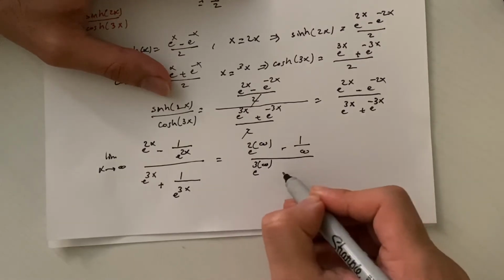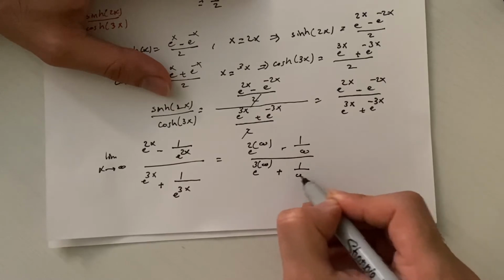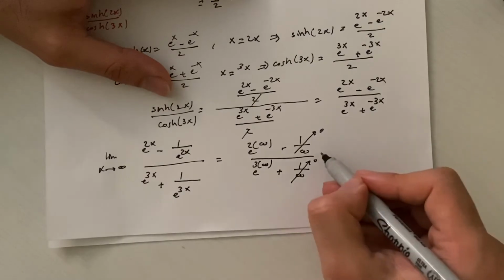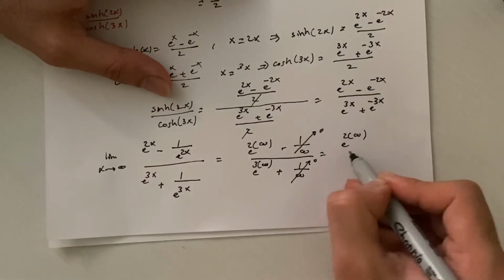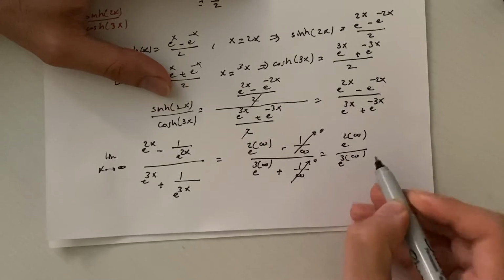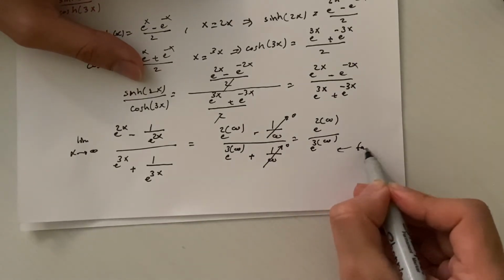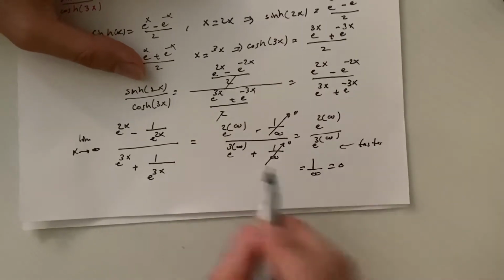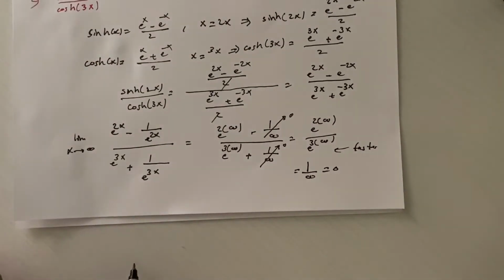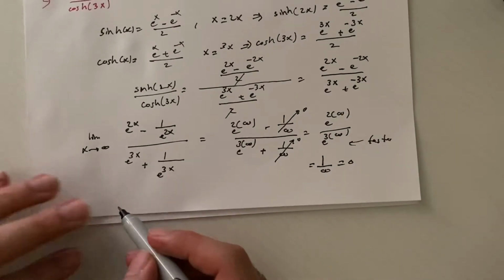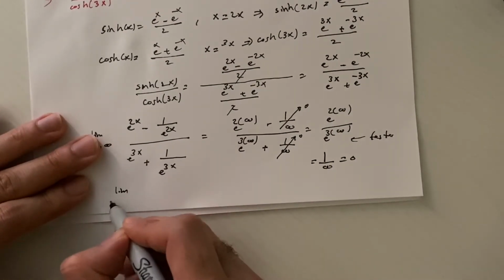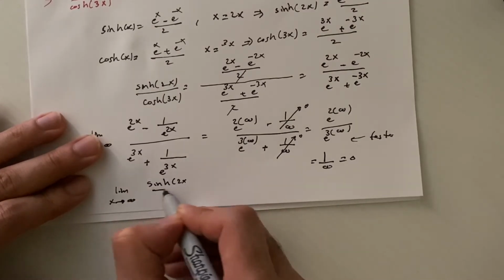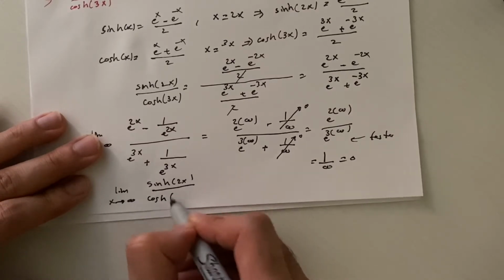So this is the same as 1 over infinity, and 1 over infinity is just 0. So we end up with e to the 2 infinity over e to the 3 infinity. And what we notice here is that the bottom will grow faster because of the 3. Therefore, this is the same as 1 over infinity, which is 0. Therefore, the limit as x goes to infinity of sinh of 2x over cosh of 3x is going to be equal to 0.